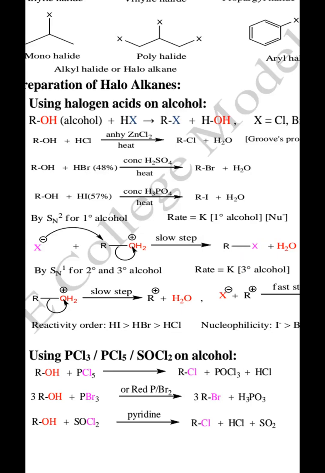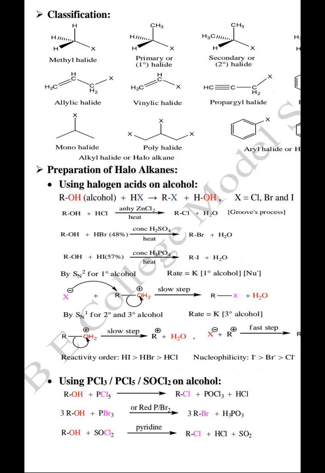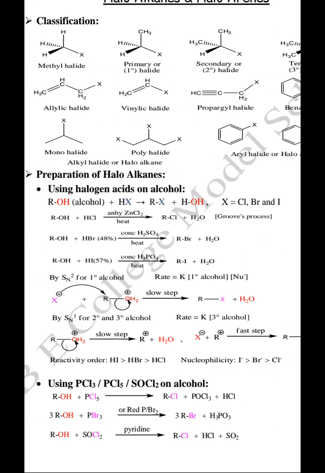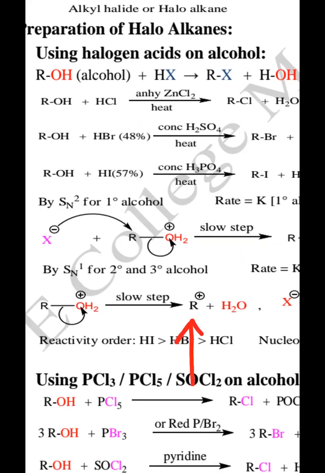The other mechanism is SN1. Let me zoom in on SN1. SN1 is a two-step process. Here the first step is the slow step or the RDS. In the first step, we see the OH2 group leaving out, producing R plus. This occurs because in this case, R plus is a 3-degree carbocation or a 2-degree carbocation, mostly a 3-degree carbocation, which is very stable.